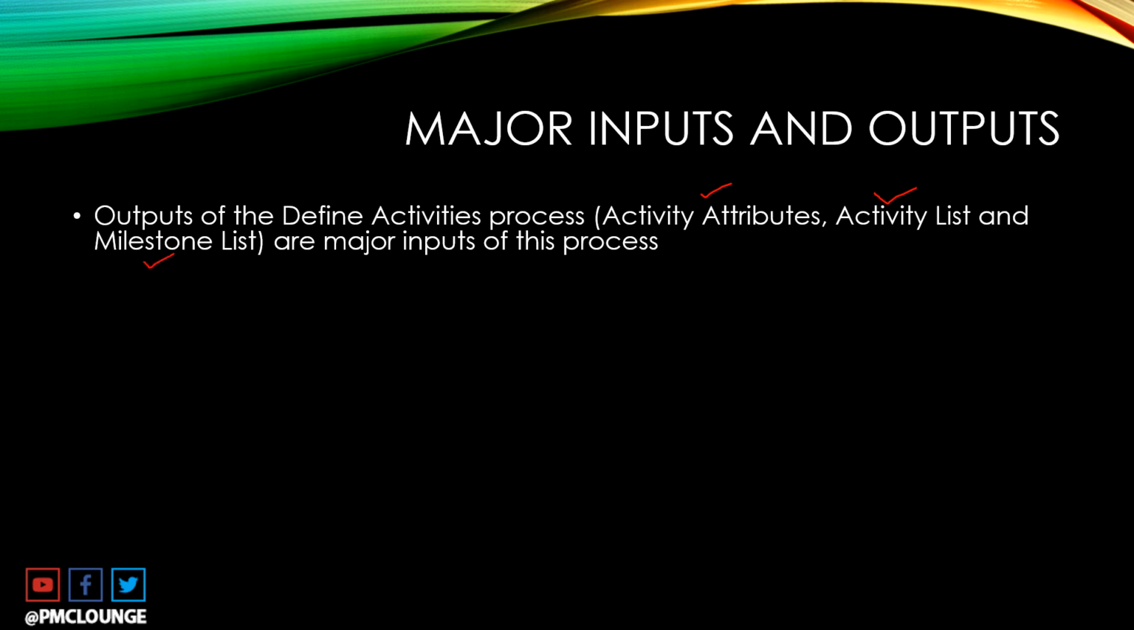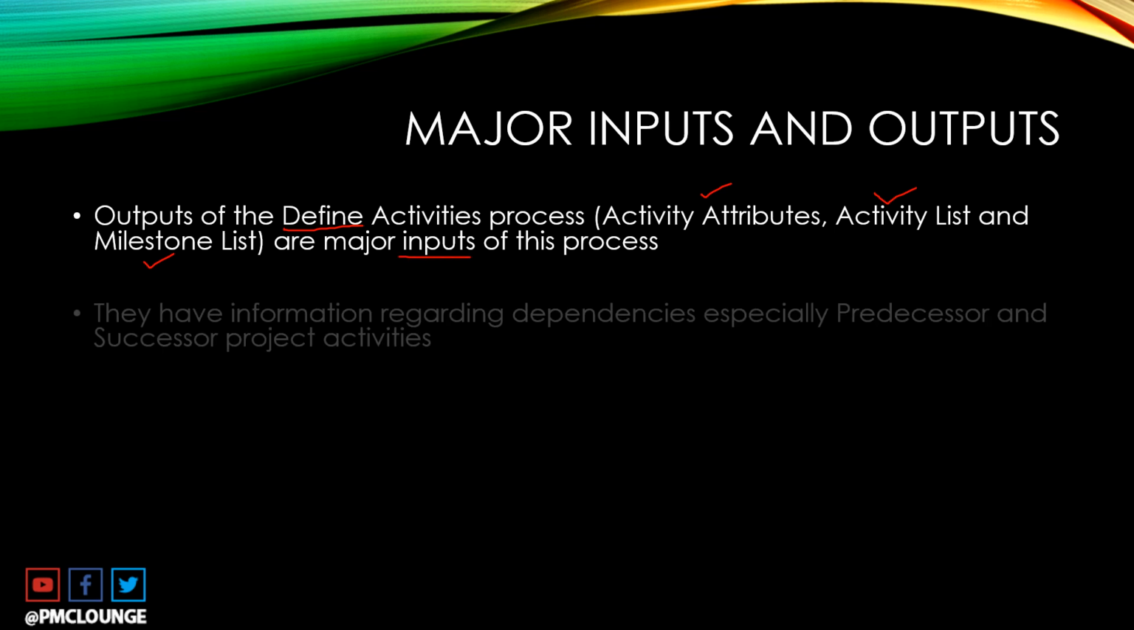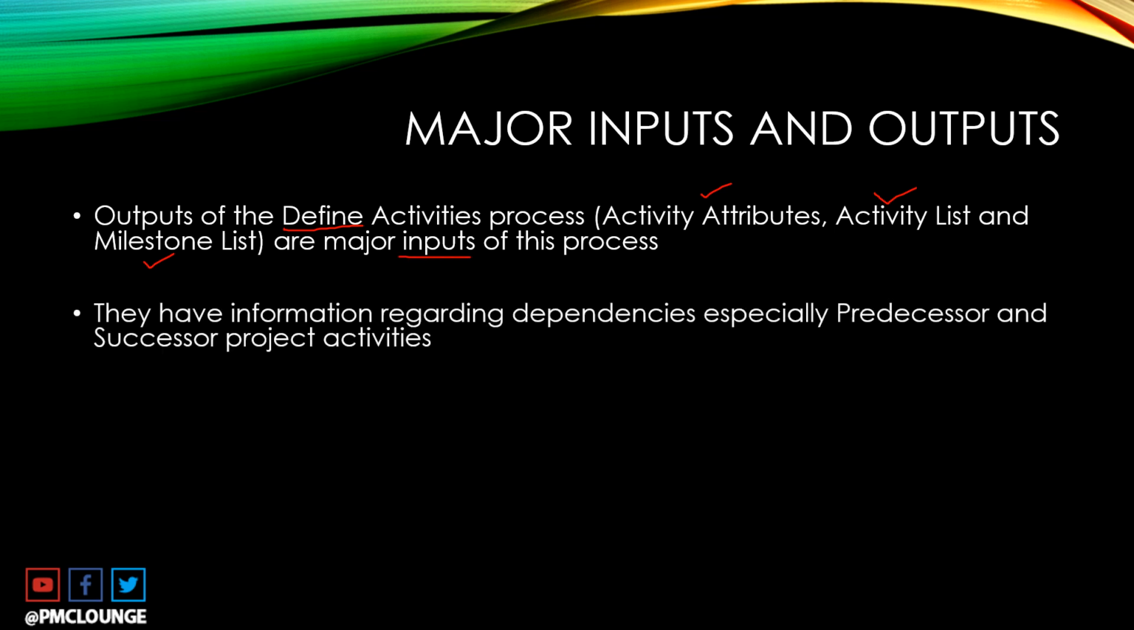So these are three important outputs of the define activities process. These become the major inputs of the sequence activities process. So the outputs of the define activities process become the inputs of the sequence activities process. So this is something important. Now, why, you may ask?